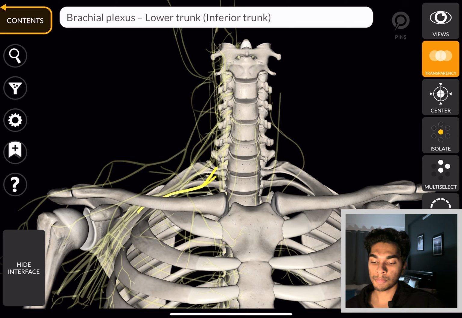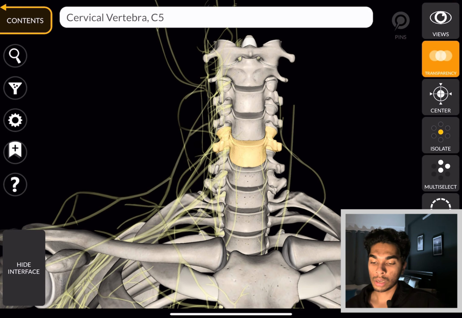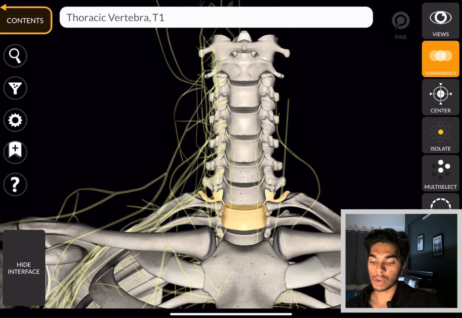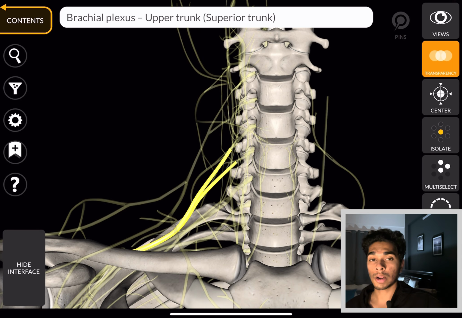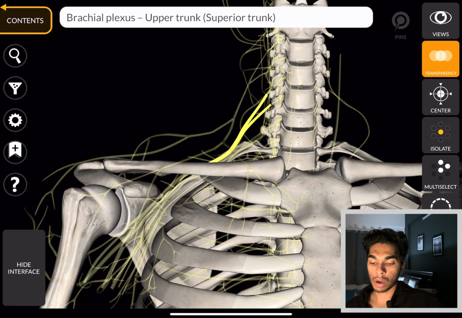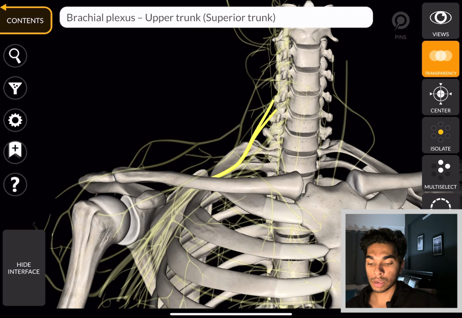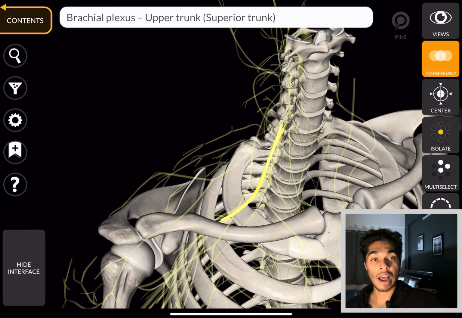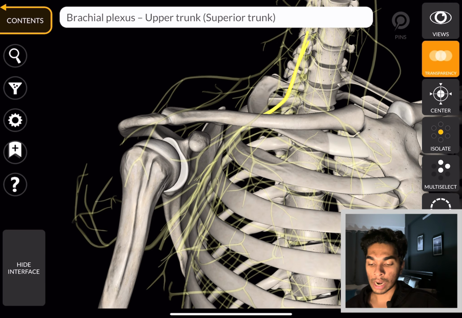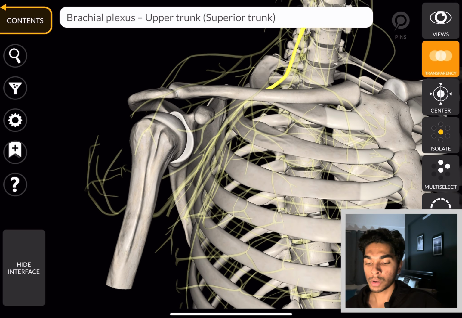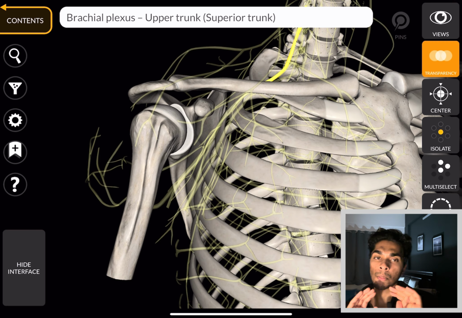So as you can see, this is the cervical region. C5, C6, C7, T1. So you look at this. This is the brachial plexus upper trunk. From C5, C6, this is upper trunk going behind, like below the clavicle. This bone, you see this? This is a clavicle. It's going below that and entering your axilla. Axilla is your underarm.